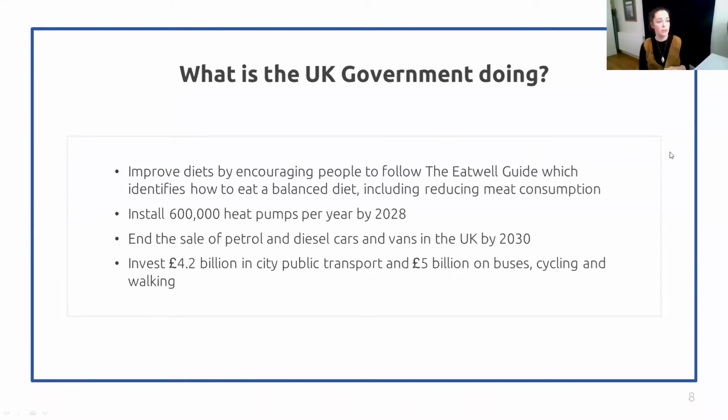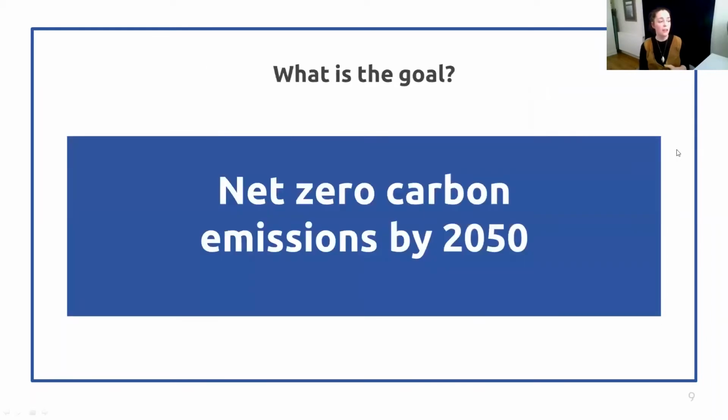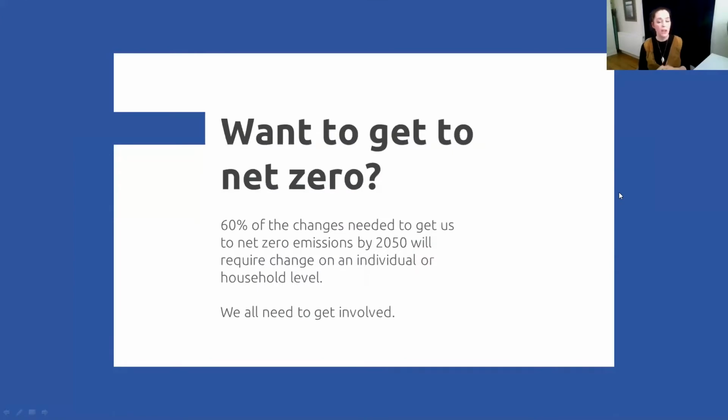And the big one, which was sort of alluded to earlier, was the government goal. So Jeff talked about getting to net zero. So the UK has set a goal of getting the UK to net zero carbon emissions by 2050. I mean, sooner would be better, but net zero carbon emissions by 2050 is the current UK goal. And I think the interesting thing to note here is that to get to net zero by 2050, we actually all need to be involved in that journey.